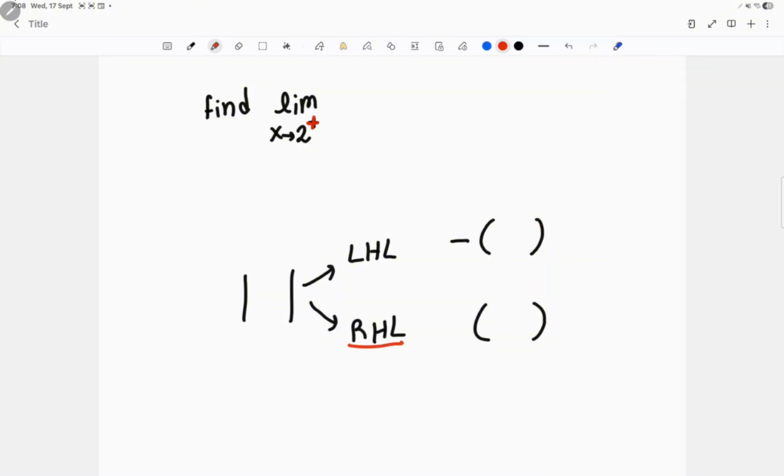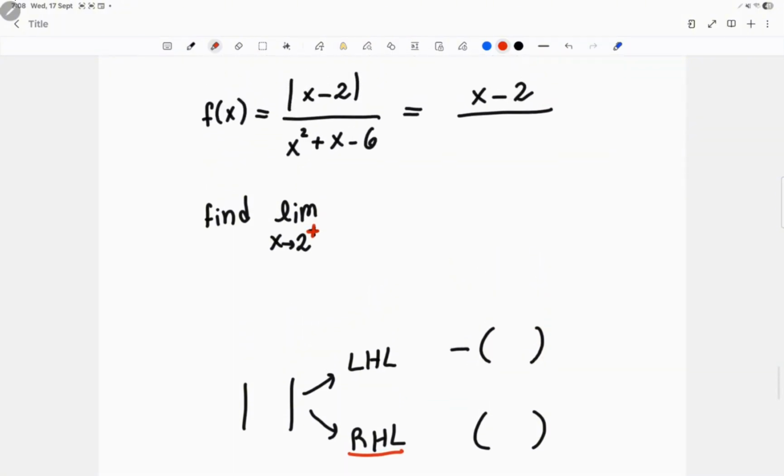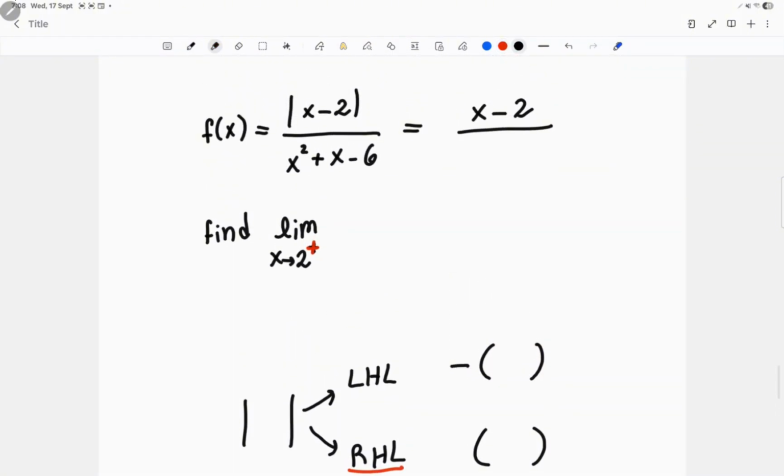So it would also be 1/5 and -1/5. Right now we're dealing with the right hand limit. Whenever you have a quadratic function, it's your job to factor it. Factoring is a good skill for the AP.